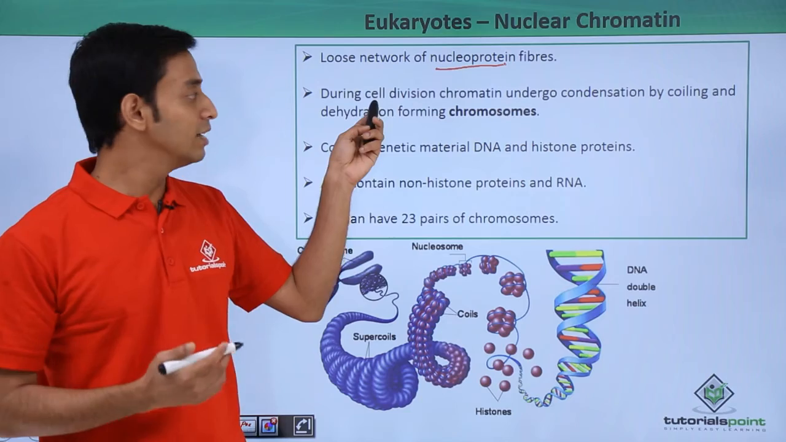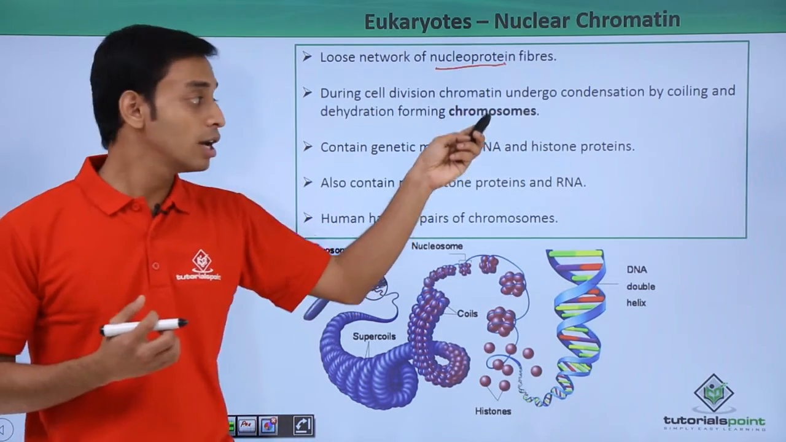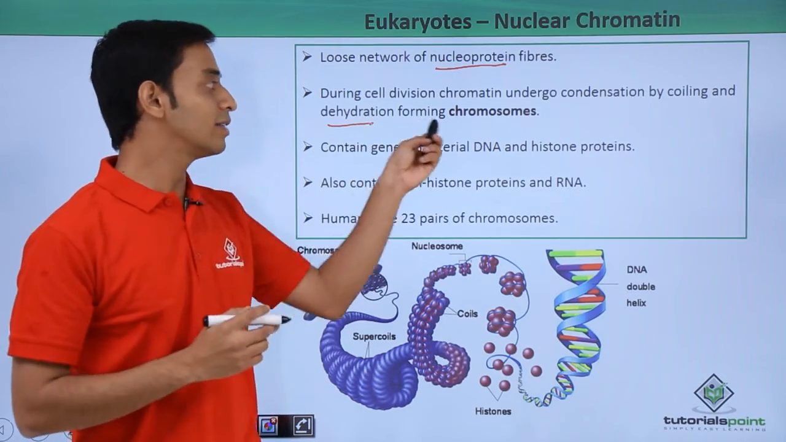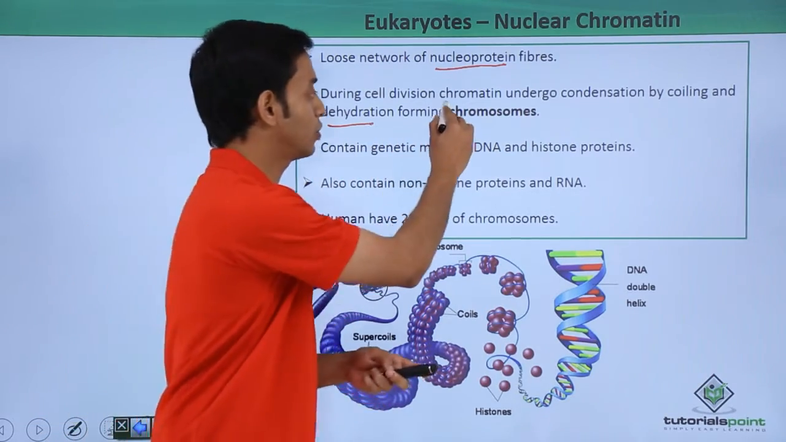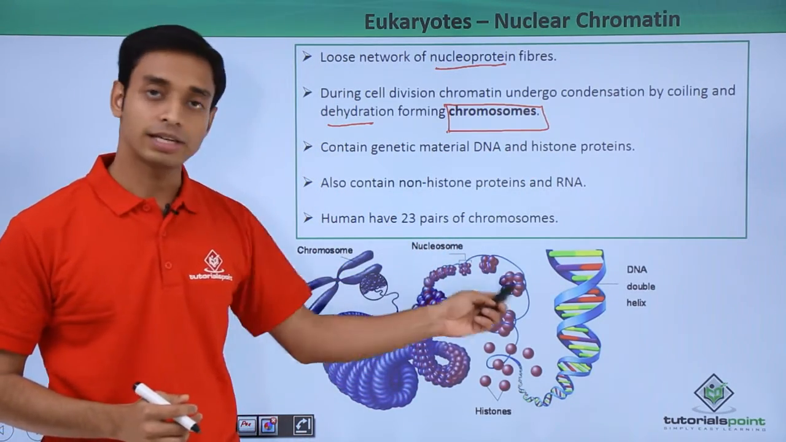During cell division, this chromatin network undergoes condensation by the process of coiling and dehydration, which results in the formation of typical structures known as chromosomes. To understand this, let's take a look at this diagram.